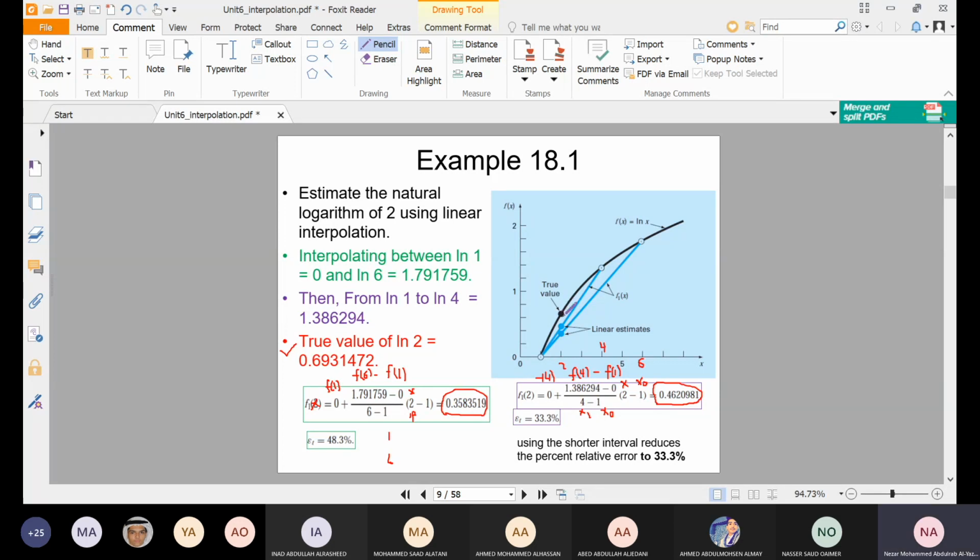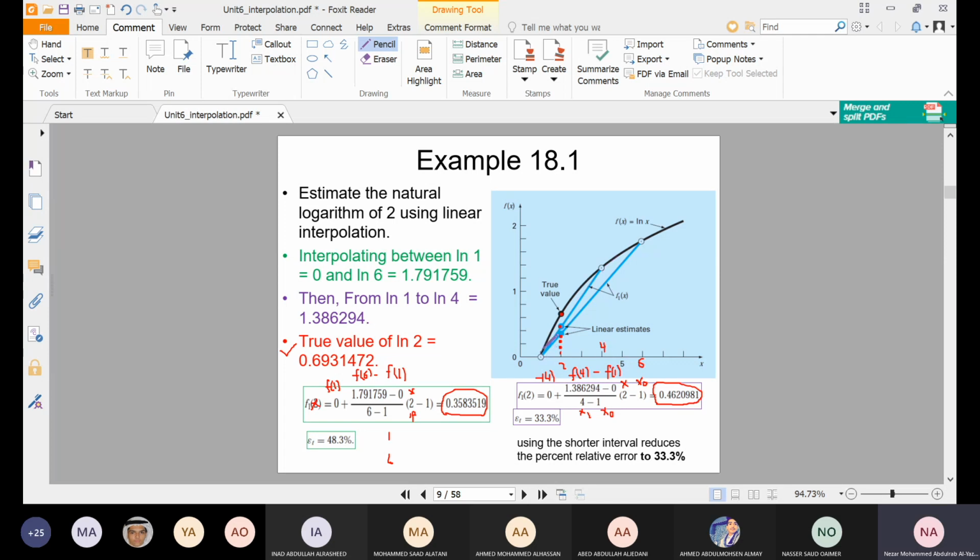This should be the true value, at this point. And here, for example, this is the estimation when we use the interval from 1 to 6. This is the line that connects two points, so this is the estimate here at point 2. And this is the estimation when we use a shorter interval, when we use here 4 and 1.